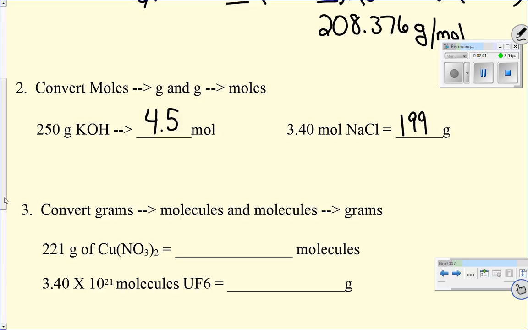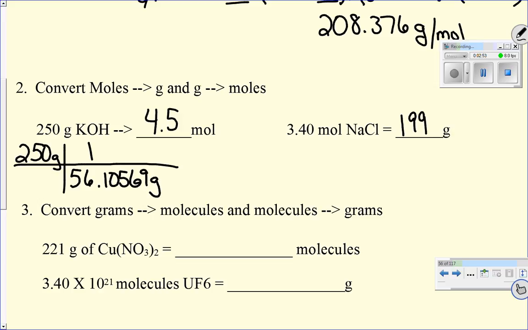So we have our starting amount of 250 grams for KOH. I need grams on the bottom. I've calculated my gram formula mass to be 56.10569 grams per 1 mole. I want my grams on the bottom, so I'm actually dividing here. Because the way this is written, this is actually 2 sig figs, so once you divide these, you'll get 4.5 moles.